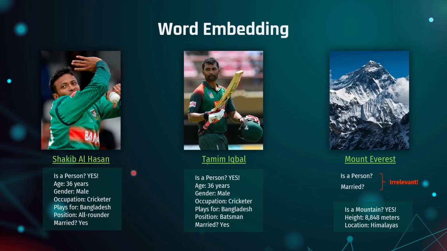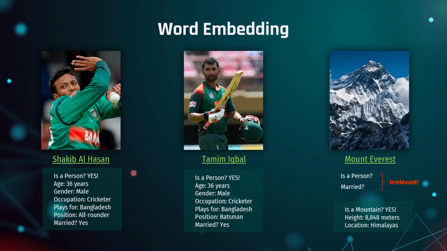Shakib and Tamim, they are very similar in terms of their feature and interest, right? But Mount Everest is different. So basically, say যে কোনো discussion, when we are discussing say about cricket and we are discussing about Shakib, it's highly likely that we'll also mention Tamim in the same discussion, right? But what's the likelihood যে আমরা within that same discussion will also mention Mount Everest? It's very unlikely, right? It's very rare.